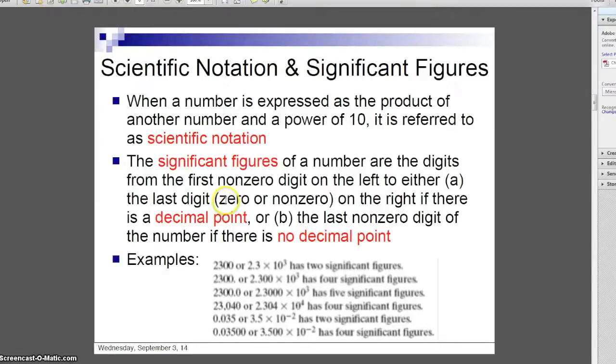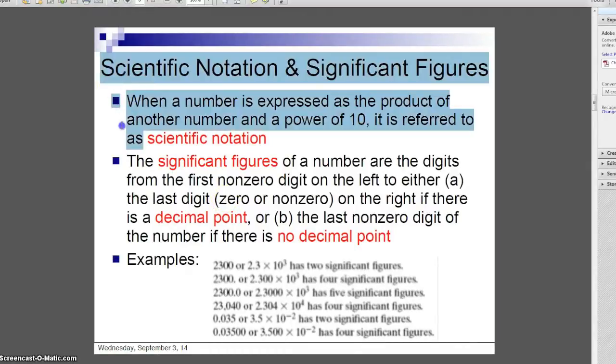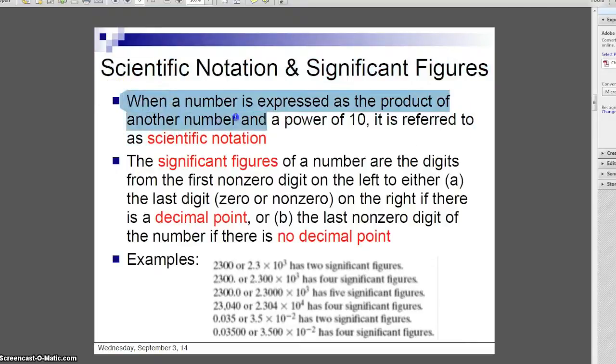Hey guys, let's discuss scientific notation and significant figures. The first is scientific notation. When a number is expressed as a product of another number and a power of 10, it is referred to as scientific notation. So you can see here, this is 2300 and its scientific notation is 2.3 times 10 to the power of 3. So that is scientific notation.